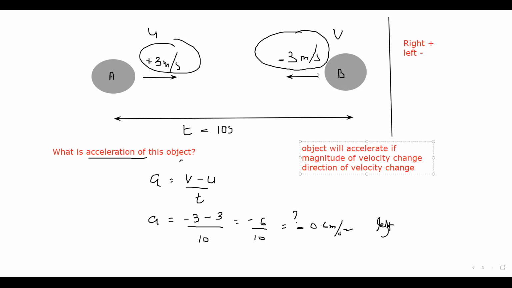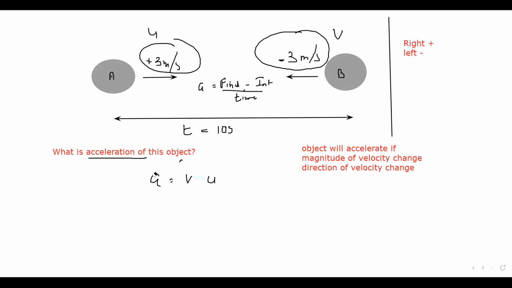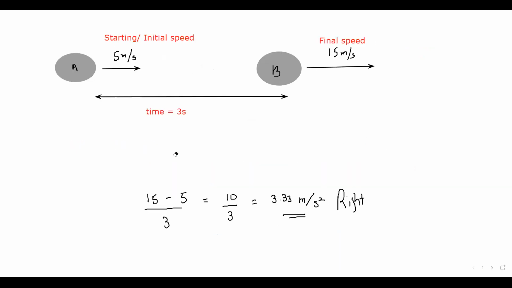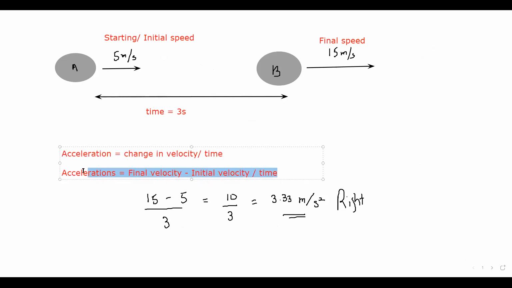How is it minus 3 and minus 3? Because if you check the formula for acceleration, the formula of acceleration is the final velocity minus the initial velocity divided by time. So what is the final velocity here? As we write the formula for acceleration, which is the change in the velocity, or final velocity minus initial velocity.